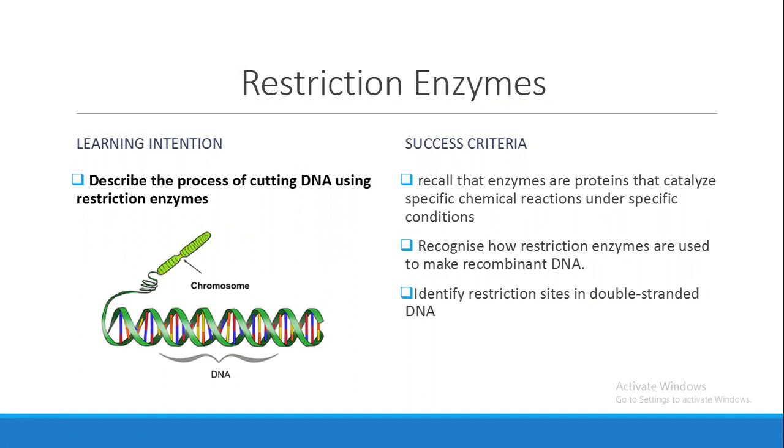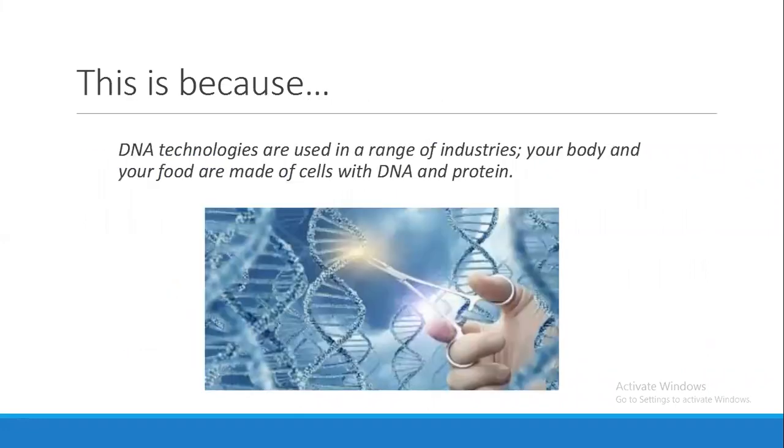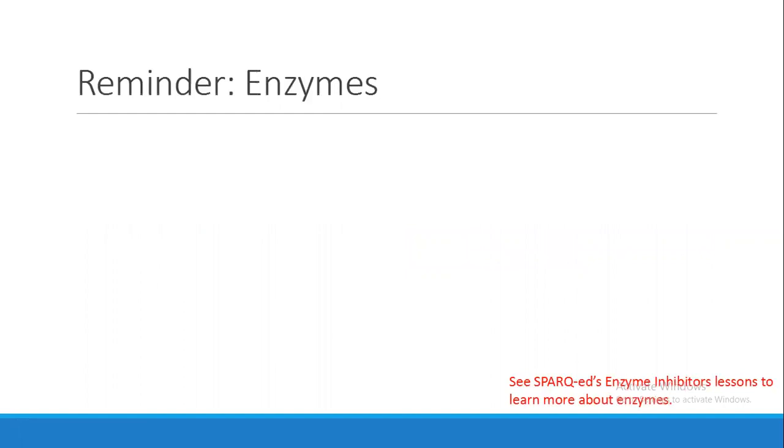Recognize how enzymes are used to make recombinant DNA technology here. Identify the restriction sites in double stranded DNA. This is because DNA technology is used in a range of industries. Your bodies and your foods are made of cells with DNA and protein. If we want to know about every living organism, or everything that is made from living organisms, the basic component is DNA, and protein must be inside here.